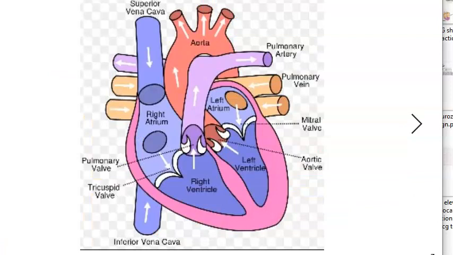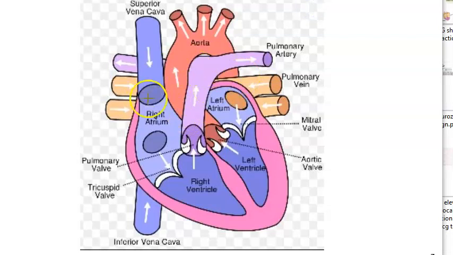First of all, you should know where the valves are. Here you have the mitral or bicuspid valve. Here you have the tricuspid valve, in the right heart, between the atrium and the ventricle. And here, from the left ventricle to the aorta, you have the aortic valve. And from the right ventricle to the pulmonary artery, you have the pulmonary valve. So there are 4 valves you have to know.